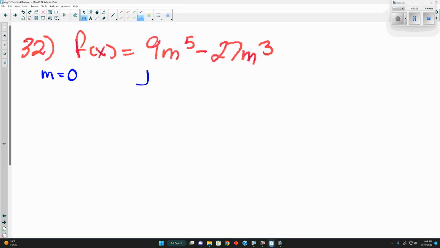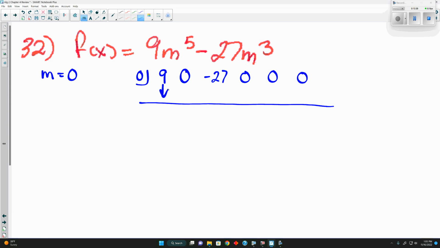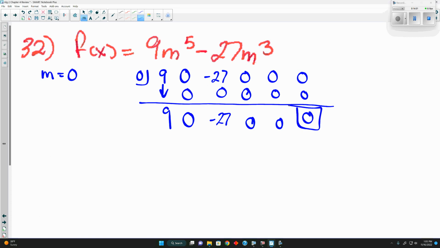Now, we can use 0 as a part of our synthetic division. Now we would have 9 for the 5th, 0 for the 4th, negative 27 for the 3rd, 0 for squared, 0 for m, and 0. Well, 0 times 9 is 0, plus 0 is 0. 0 times 0 is 0, negative 27 plus 0 is negative 27, times 0 is 0. And we have 0, 0, 0, 0, 0. Yes?